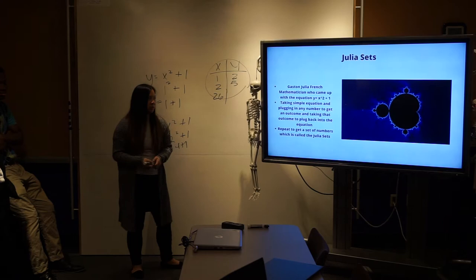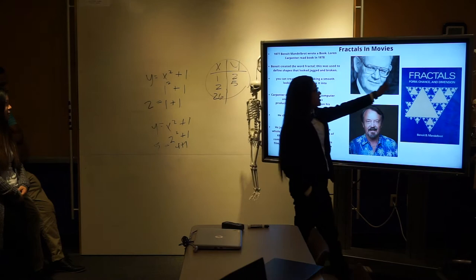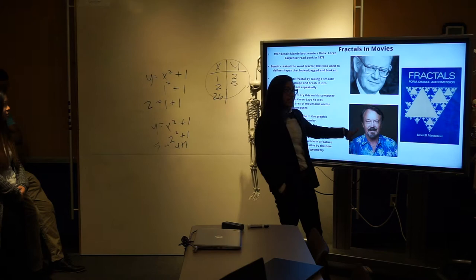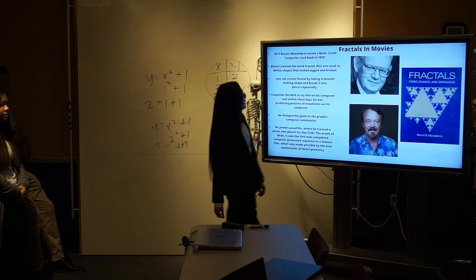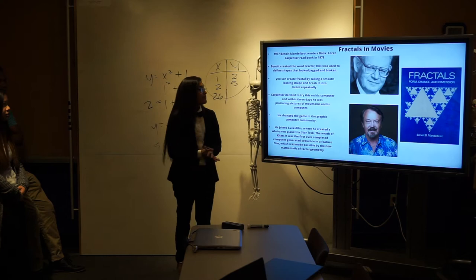I'll be talking about Mandelbrot, actually. Fractals and movies, basically. He wrote the book called Fractals: Form, Chance, and Dimension in 1977, which Loren Carpenter actually read in 1978, but we'll get back to him a little later. So Mandelbrot created the word fractal. This was used to define shapes that were jagged and broken. He said you can create a fractal by taking any shape and breaking it into pieces repeatedly.